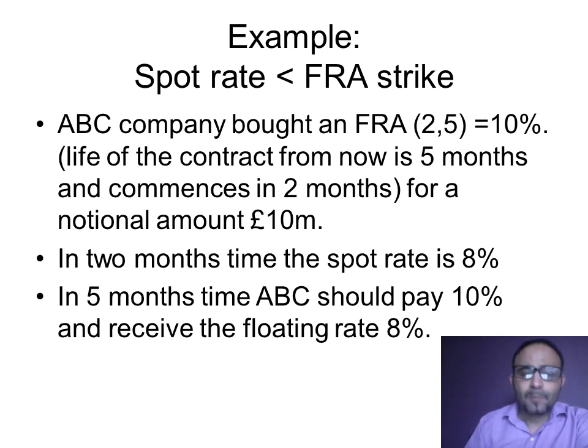In 2 months' time, the spot rate turns out to be 8%. This means that in 5 months' time, ABC should pay 10%, which is the fixed rate, and receives the floating rate, which was 8%.